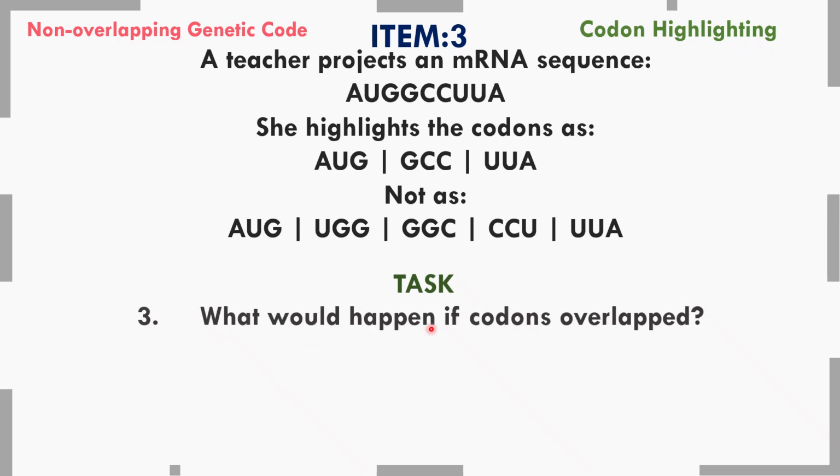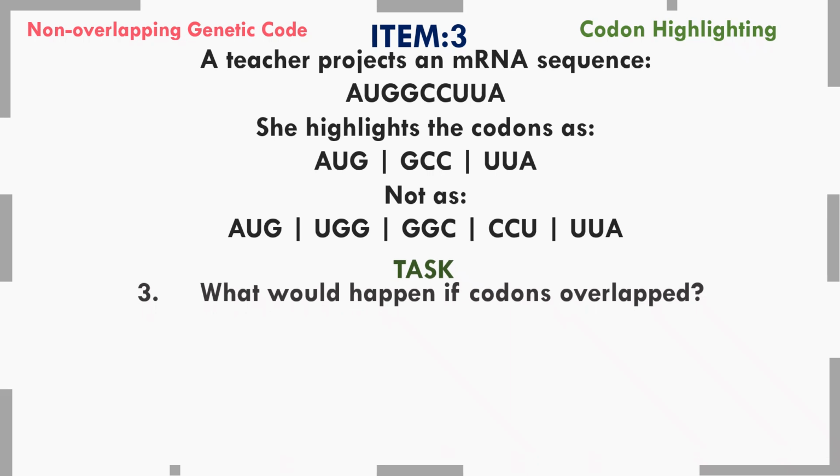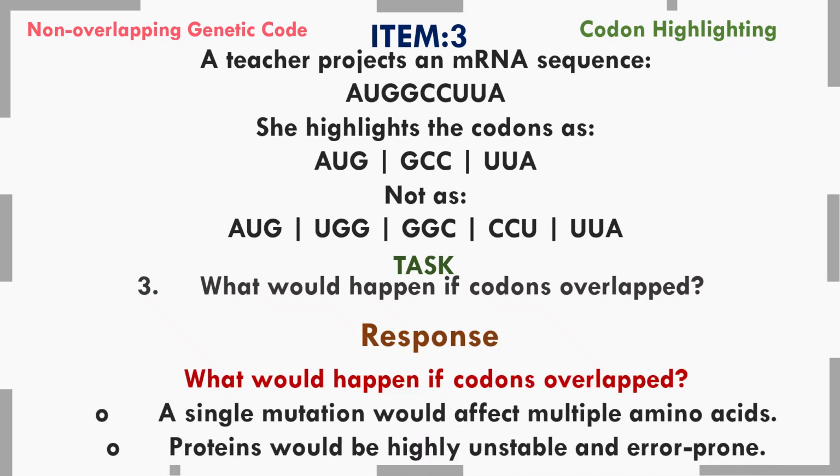What would happen if codons overlapped? A single mutation would affect multiple amino acids. Secondly, proteins would be highly unstable and error-prone.